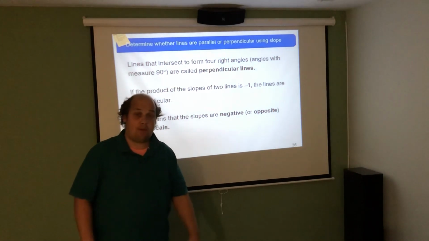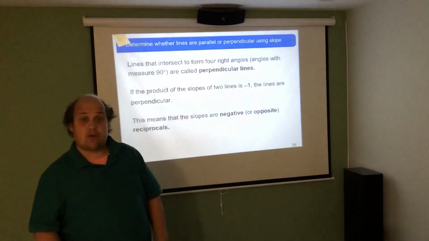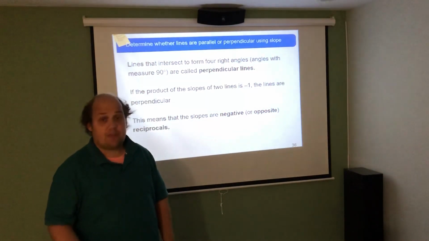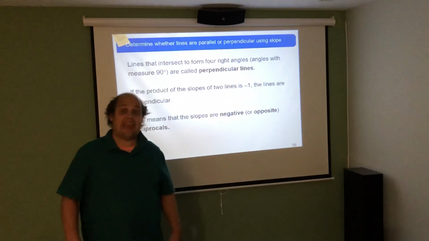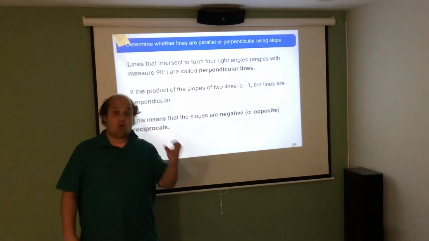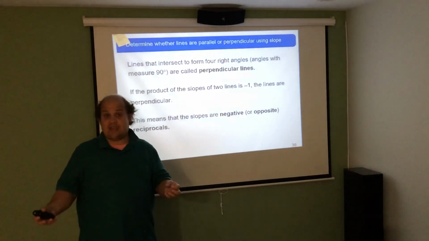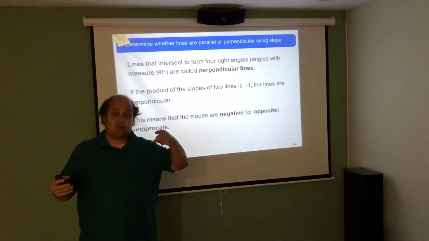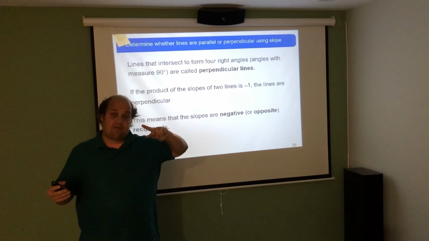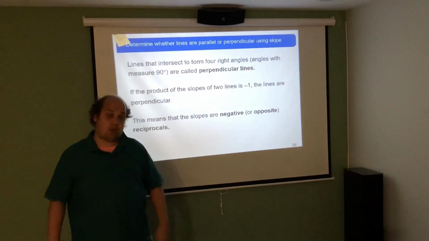So in order for 2 lines to be perpendicular, their slopes have to be negative reciprocals. Meaning one of them is positive, one of them is negative, and if I take the first one and flip top and bottom of the fraction, I'll get to the second one.